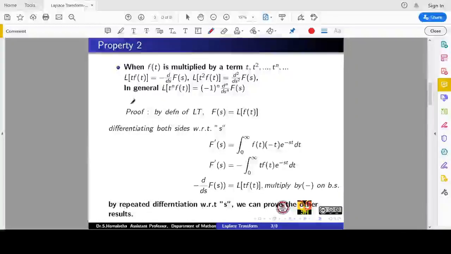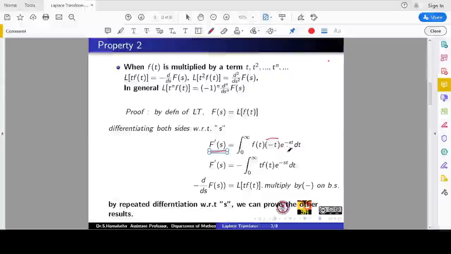Now in the proof, take the right hand side, because proving this way is better. I'm going to take d by ds of F of s. I can write it as F dash of s. So F dash of s can be written as the integral from 0 to infinity of f of t times minus t e power minus st dt, because we know L of f of t is, just forget this term, then this is your Laplace of f of t.